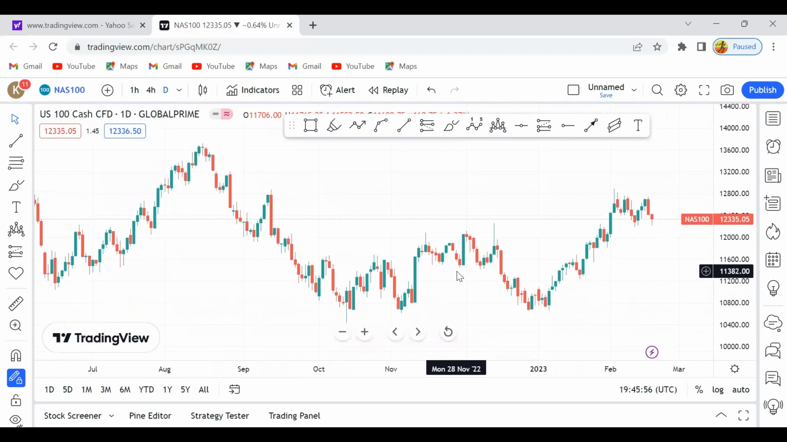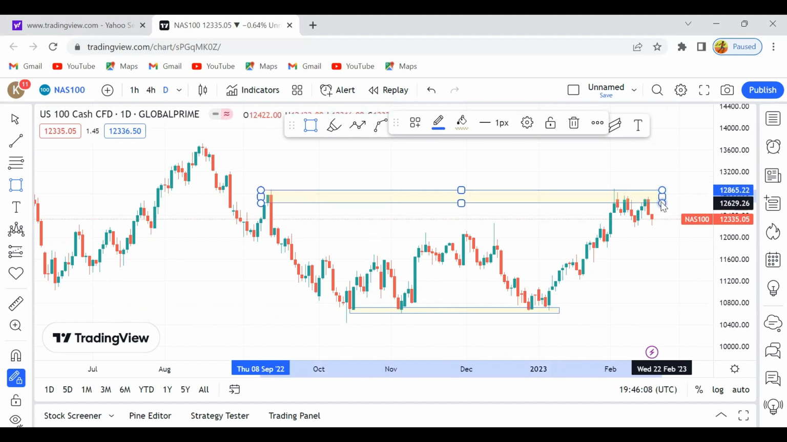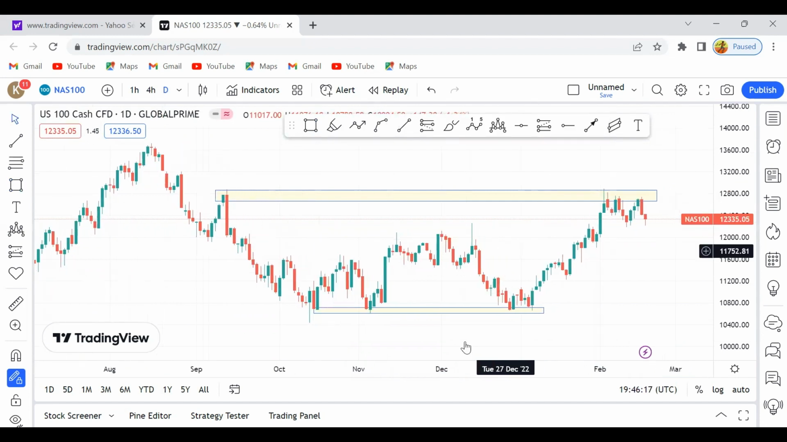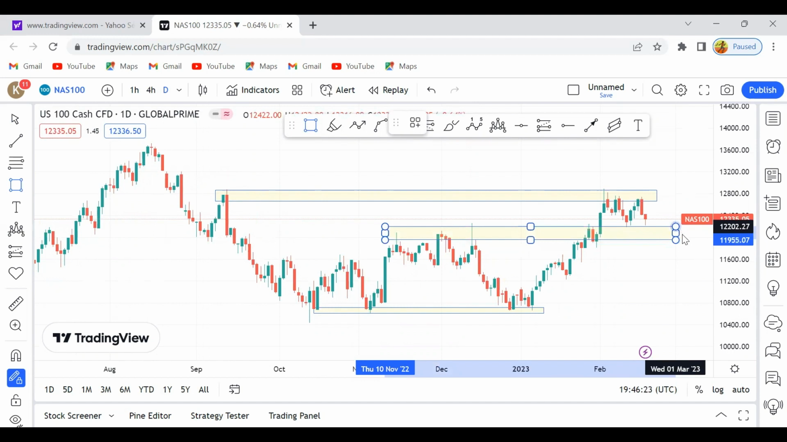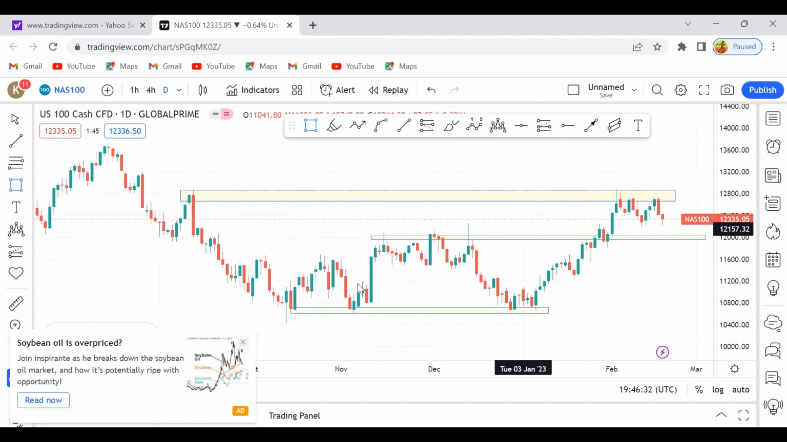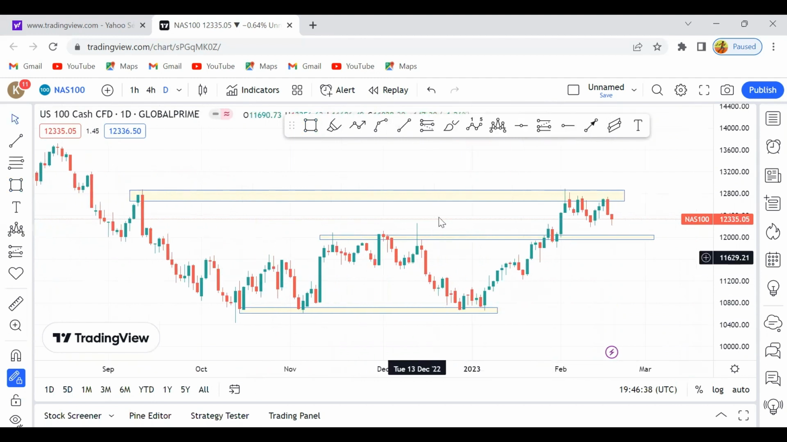Okay, so on NAS100, I'm actually seeing a bit of a triple bottom here and a triple top here. So this is what we're actually looking at on NAS100, meaning that NAS100 is respecting these zones and also this zone here. Since now we have these zones, we can see that NAS100 is actually playing inside those zones.